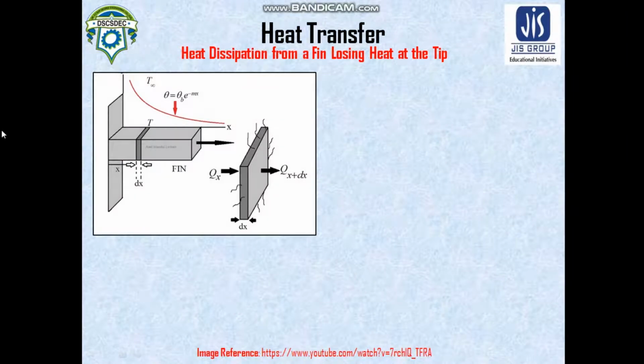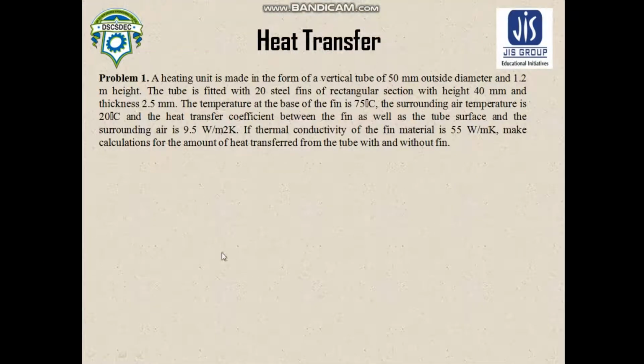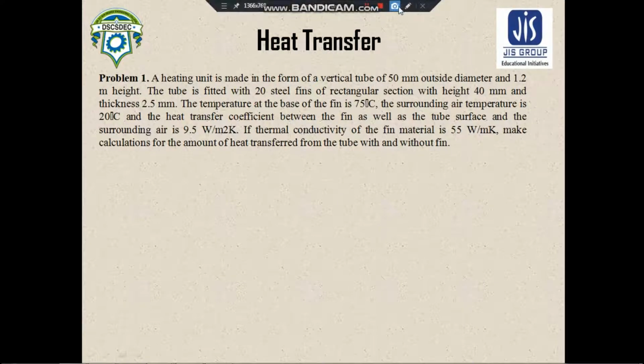So let us see our first problem. A heating unit is made in the form of a vertical tube of 50 mm outside diameter and 1.2 meter height. The tube is fitted with 20 steel fins of rectangular section with height 40 mm and thickness 2.5 mm. The temperature at the base of the fin is 75 degrees Celsius. The degree symbol is not given here, somehow it is missed.